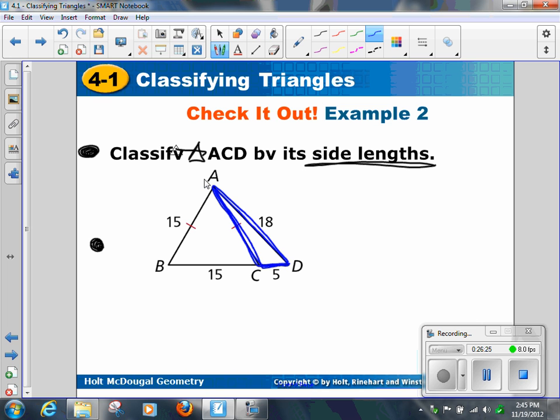We got 5. Hey, what's the side that has that little tick mark? What's its measure? How do you know it's 15? Because it's got 15 over here, doesn't it? Okay? So this little tick mark means 15. So now my triangle has side lengths of 5, 15, and 18. What kind of triangle is it? Scalene. Why? Because all three sides are different. They're not equal to one another. How many of you had scalene correct? Hands up. Very good.